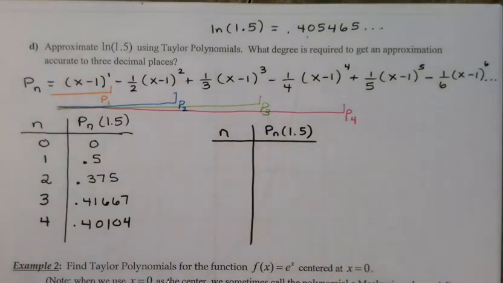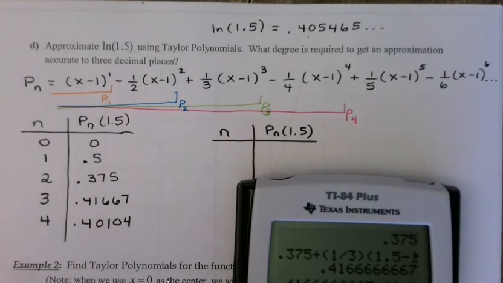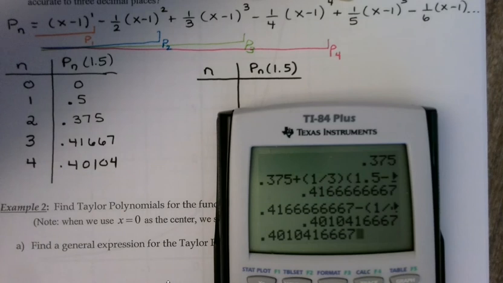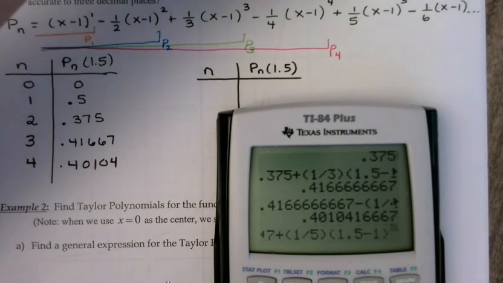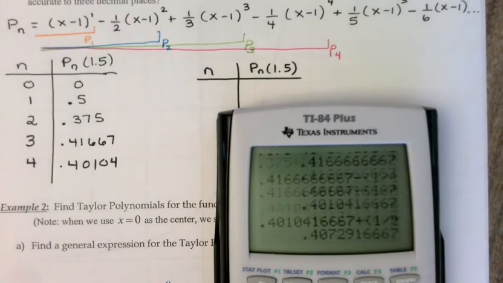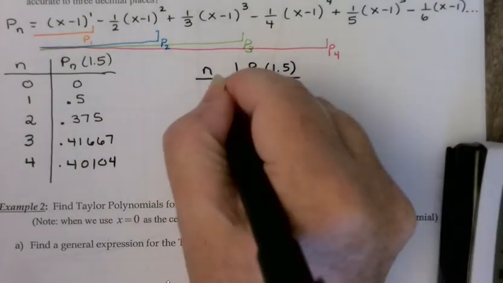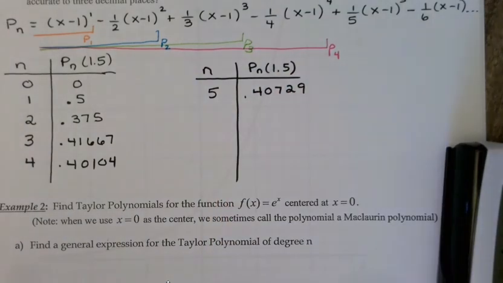All right, P5. Again, I take what I already had, and this time I'm adding 1/5 times 1.5 minus 1 to the 5th power. 0.40729. Let's try 6. We're not there yet, right? We don't have that 3rd decimal place.